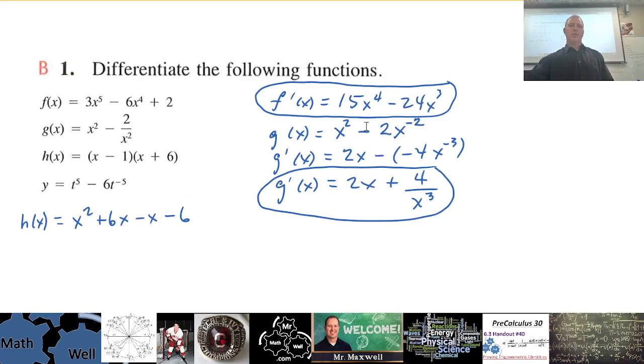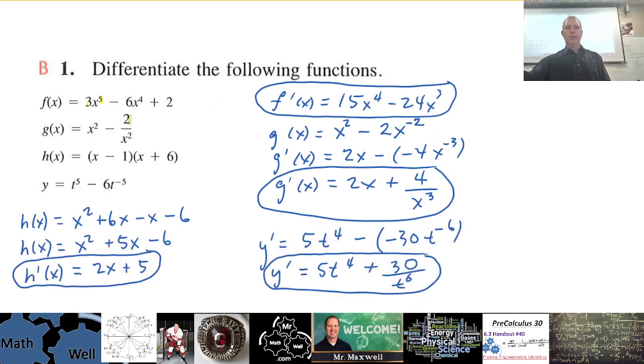All right, so let's take a look at what we got here so far. So the first one, pretty straightforward. It's 3 times 5 is 15x to the power of 5 minus 1, or 4, minus 24x cubed, and then plus 0. So that's the answer for the first one.